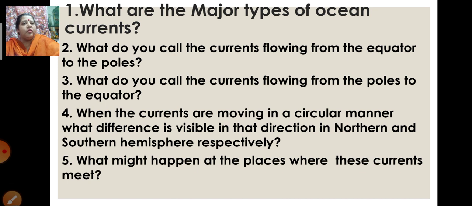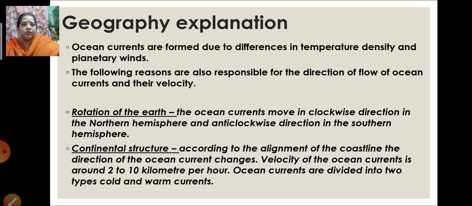Next question. What might happen at the places where these currents meet? Okay, if the cold currents and the warm currents are meeting in a certain place, what will happen? What is going to happen over there? Suppose cold water and warm water are meeting each other, what can happen there? Yes, children? In such a place, what is there? Fog is seen. Okay, fog. You all must have seen fog. The fog is seen just because of the meeting of these two currents, that is cold currents and warm currents. Okay, now let's have a geographical explanation about this.